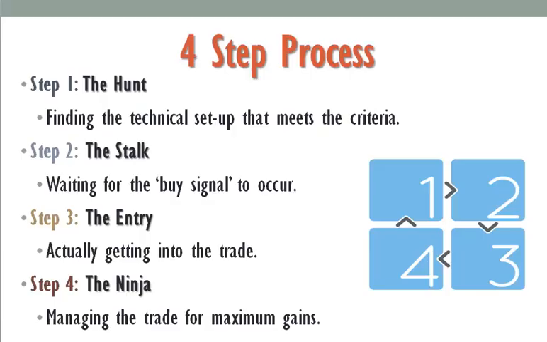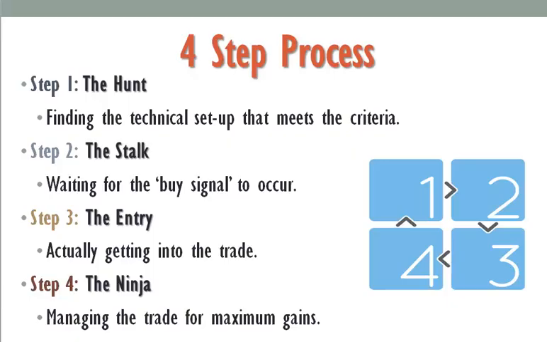So the 4-step process, this has obviously 4 steps. The first is going to be the hunt. This is where we're going to find the technical setup that meets our criteria. We've gone through the classification setup, so you know what an extinct, a dormant, and an active volcano looks like. So when we find a dormant volcano, that's going to be part of the hunting stage, finding the actual technical setup that meets what we're looking for. Next is going to be the stalk. Just because we find something, that doesn't mean we just start buying shares. We have to wait for some sort of buy signal to occur, which is going to act as confirmation. So that's what step 2 is all about, the stalk. And then step 3 is the actual entry. When we do get a buy signal, we have to be able to form a position and get into the stock. So that's what step 3 is all about, forming a position and hopping into the trade.